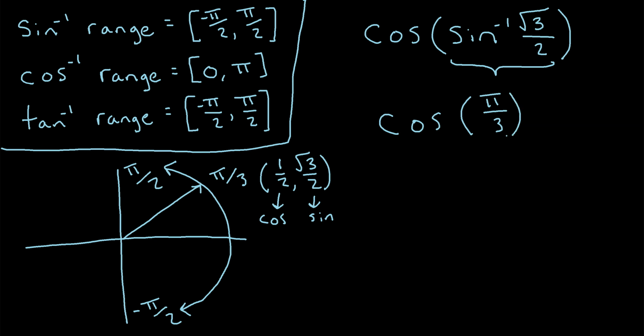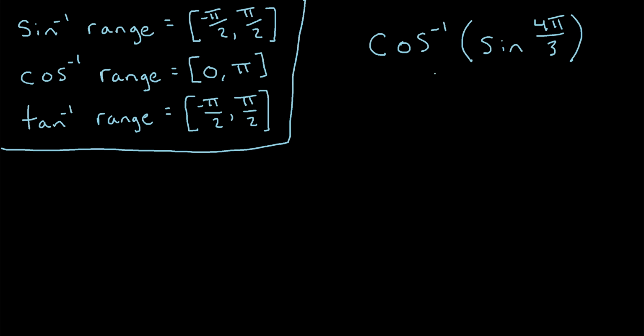So now we ask ourselves, what is the cosine of pi over 3? Well, we just said over here that pi over 3 has these xy coordinates. The cosine corresponds to the x-coordinate, so it's 1/2. So our whole answer is 1/2. So the cosine of the inverse sine of root 3 over 2 turns out to be 1/2.